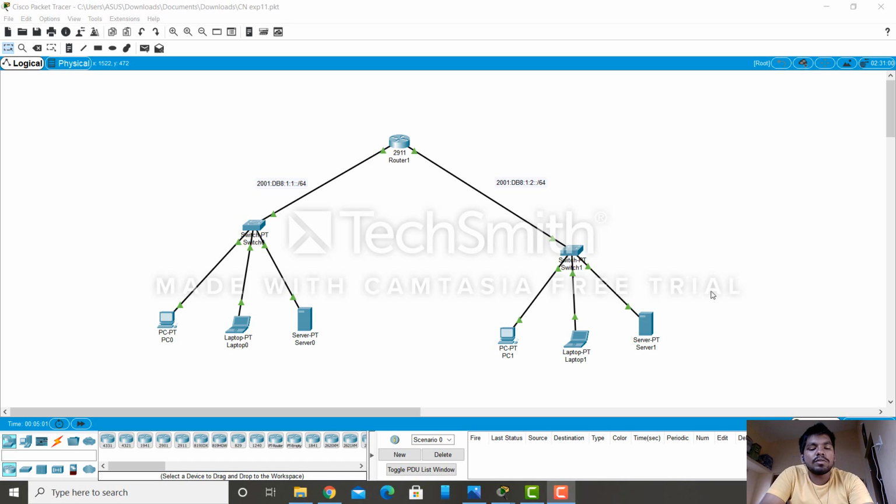Types of IPv6 addresses. There are 3 categories: unicast, anycast, multicast. Unicast represents a single interface. Anycast identifies one or more interfaces. Multicast represents a dynamic group of hosts.